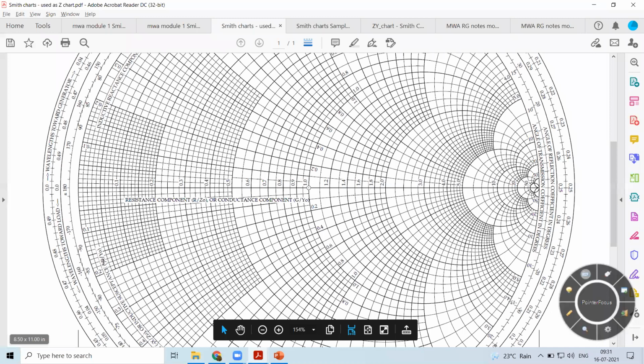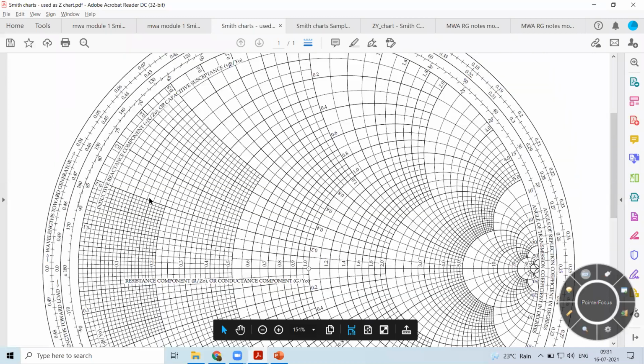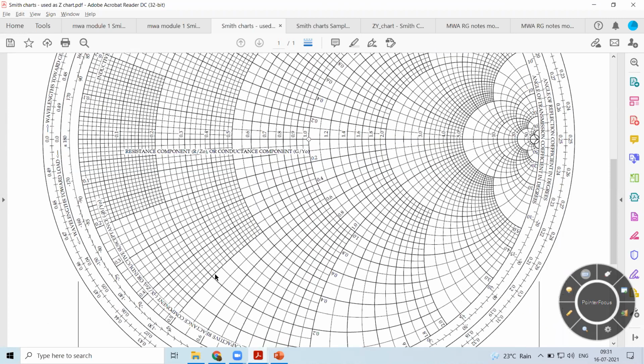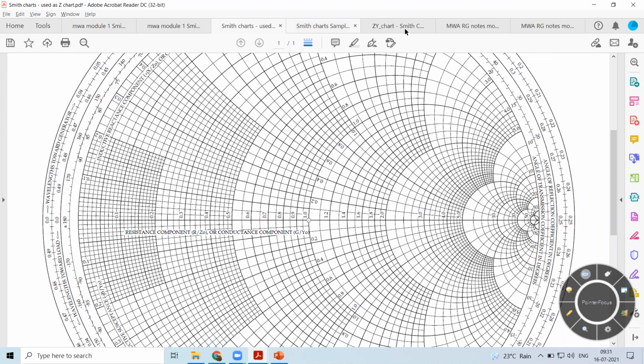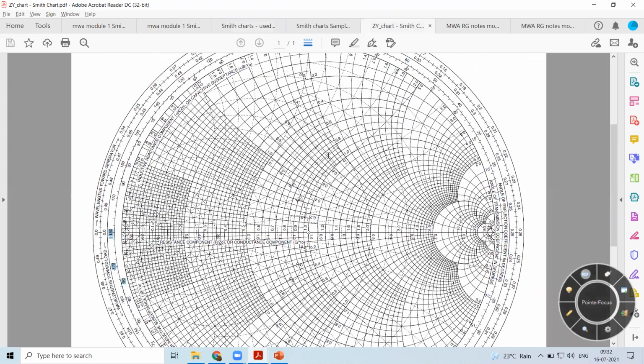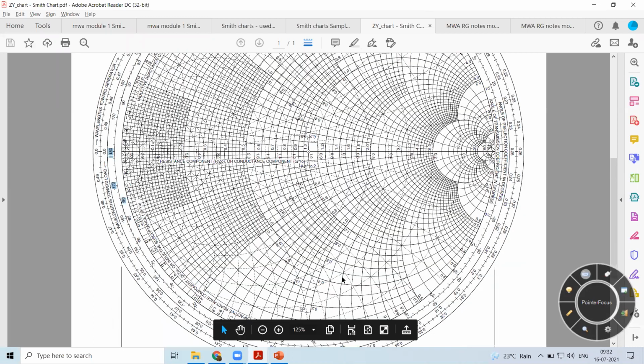So always you can refer to these Smith charts. If you're plotting for Z, that is the impedance, you will be using the upper part as inductive reactance. But if you are using it for admittance, you will be plotting the capacitive susceptance, and it will be the reverse in the lower half. But if you're going for the ZY chart, the upper part is always used for plotting the inductance, and the lower part is always used for plotting the capacitance.